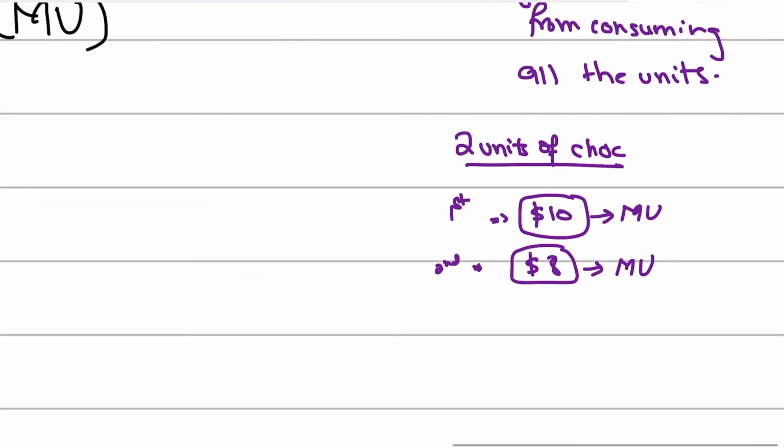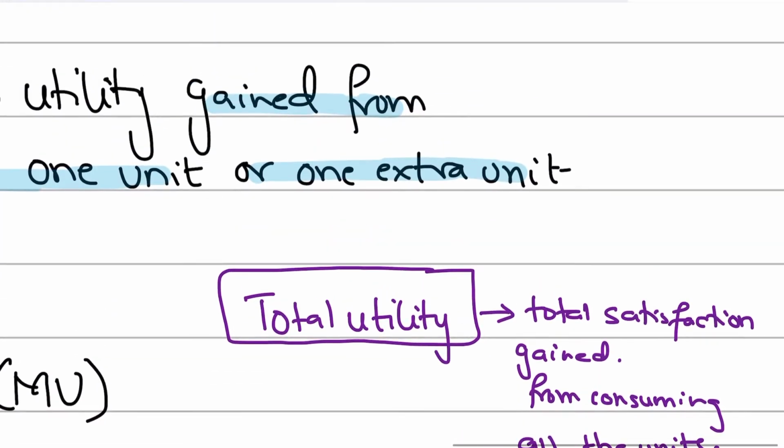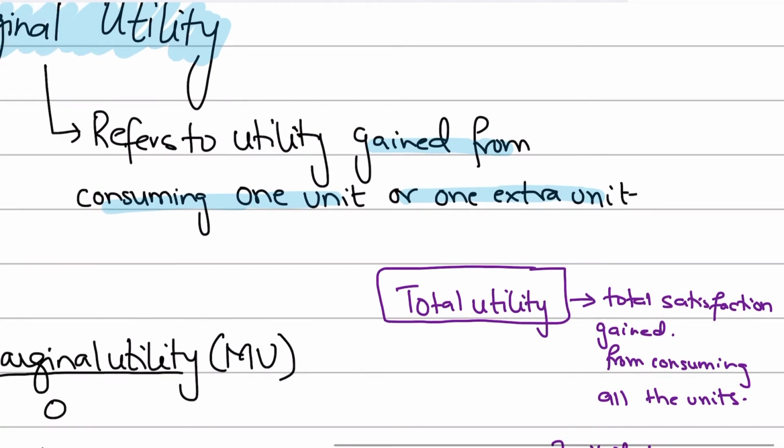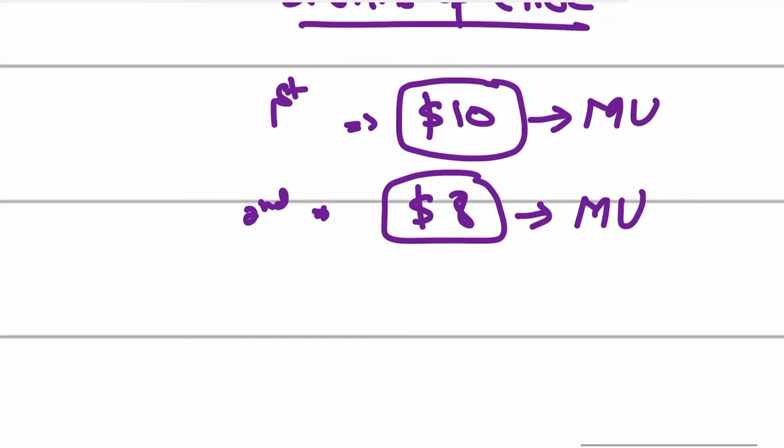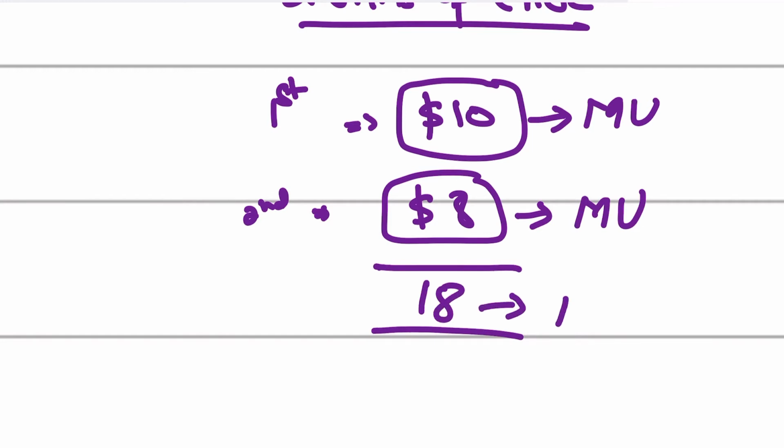And like I said, marginal utility is basically the utility that is gained from consuming one unit or one extra unit of chocolate, right? So hence, if I want to calculate the total utility, that would come to 18, and this is the total utility gained on consuming 2 chocolate bars, right?